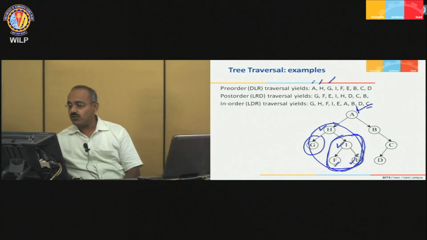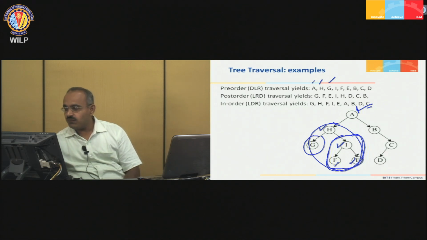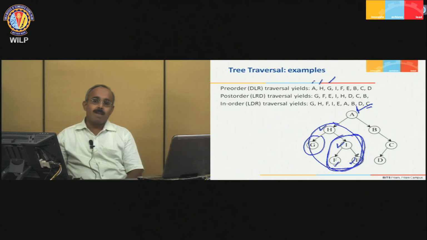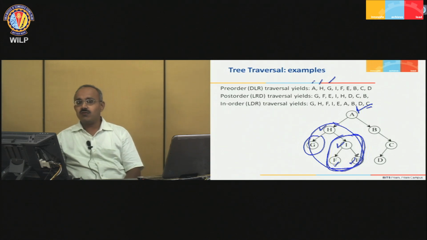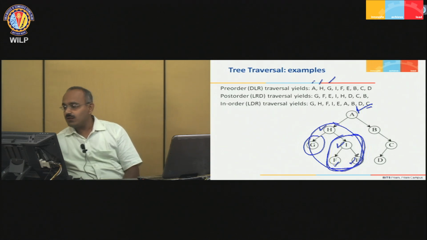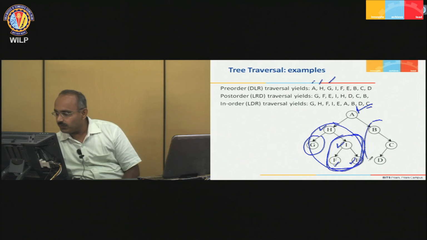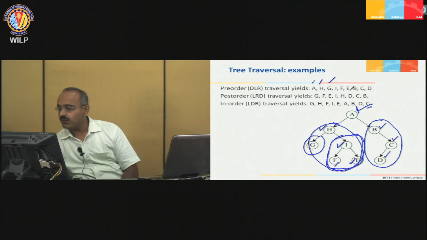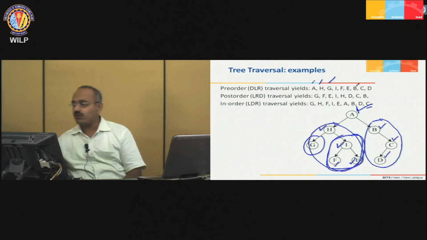So, what you have done now is you have traversed the root in pre-order, and you have traversed the left subtree in pre-order. The same principles will be used to traverse the right subtree in pre-order. So now I look at the right subtree. First you will traverse B, then C, and then D. So that's precisely the pre-order traversal.